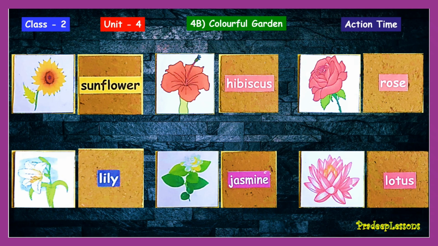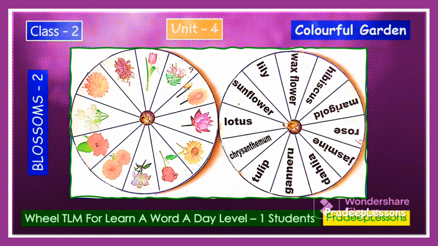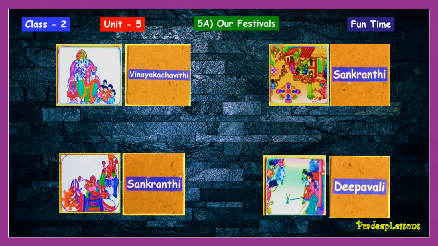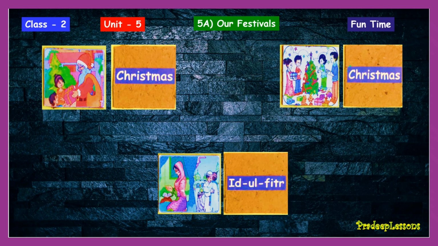Some other words in the same lesson. Colorful Garden. Next, wheel TLM for Colorful Garden. Keywords of the lesson Our Festivals. Some other words in this same lesson.